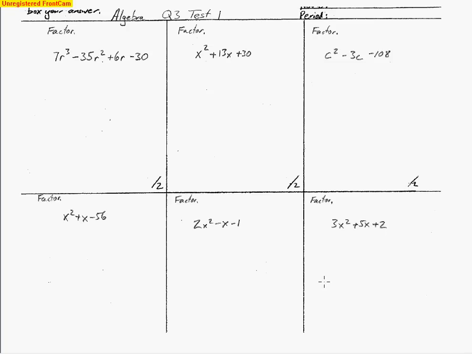The first problem on the test is going to ask us to factor a third-degree polynomial. It'll have 4 terms, and we don't see any common factors between these terms, so what we're going to end up having to do is group. We're going to group the first 2 terms, and we're going to group the last 2 terms. And then from there, we'll look for common factors between these terms.